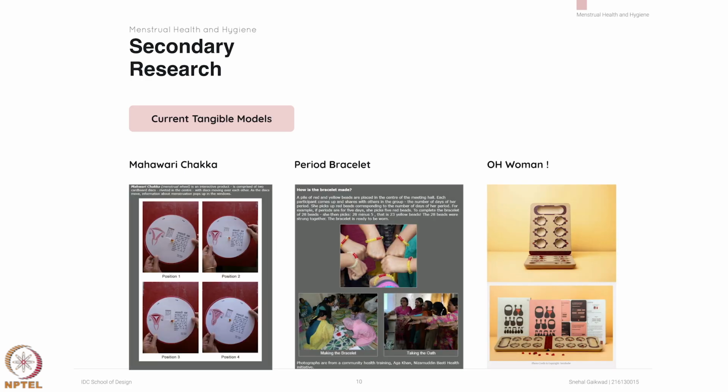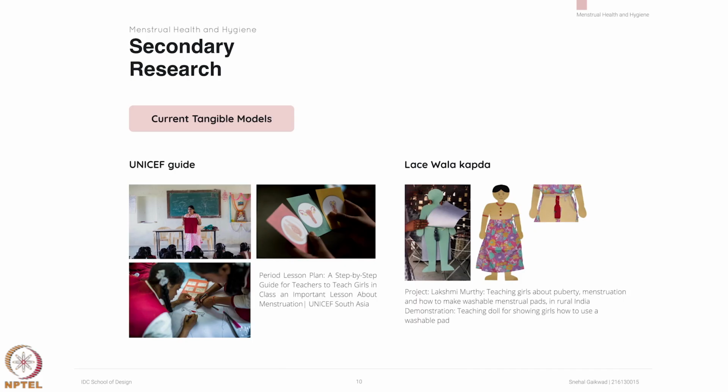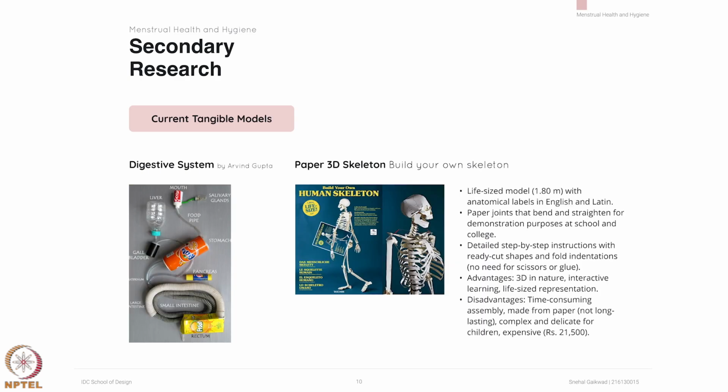Then there is a Mahavari Chakka. This is developed by a group of rural women in Rajasthan. So this shows the 30-day cycle of menstruation. Then there is a period bracelet which has 30 beads, and 5 beads are of menstruation. Then this is a lace wala kapda. This is also developed by rural Rajasthani women, and this is a project by Dr. Lakshmi Murthy. Then this is an interesting digestive system toy made by Arvind Gupta from used bottles.